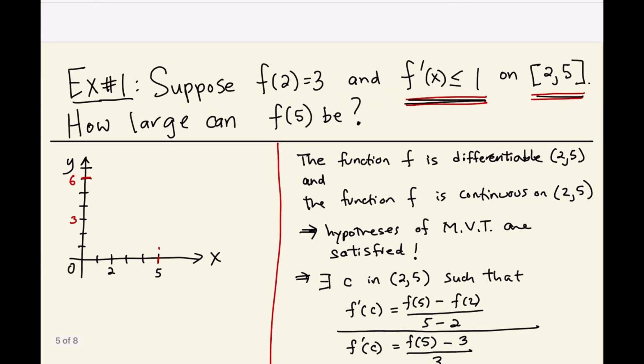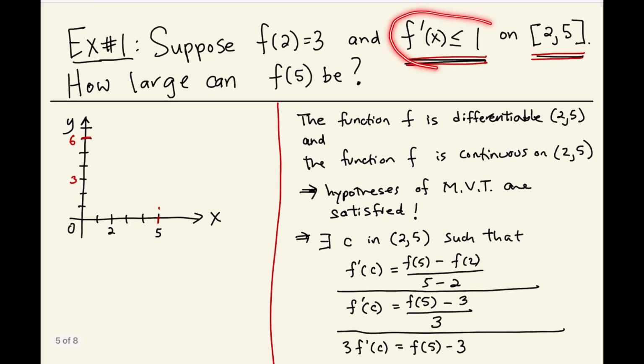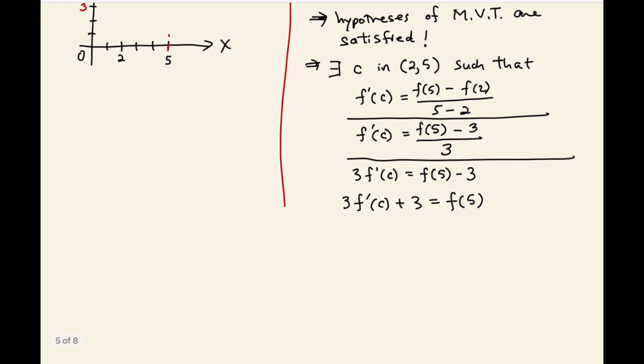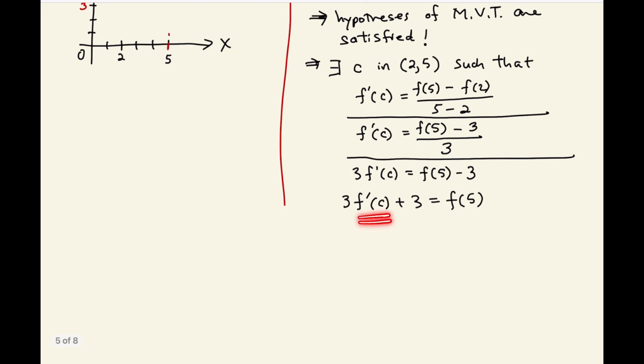Going back to the statement of the question, we know that f prime is less than or equal to 1 on this interval. The derivative is less than or equal to 1. So f prime of c has to also be less than or equal to 1. So how can we use that? If I go back down here, I know that this quantity is less than or equal to 1. The growth of the function is bounded by 1.